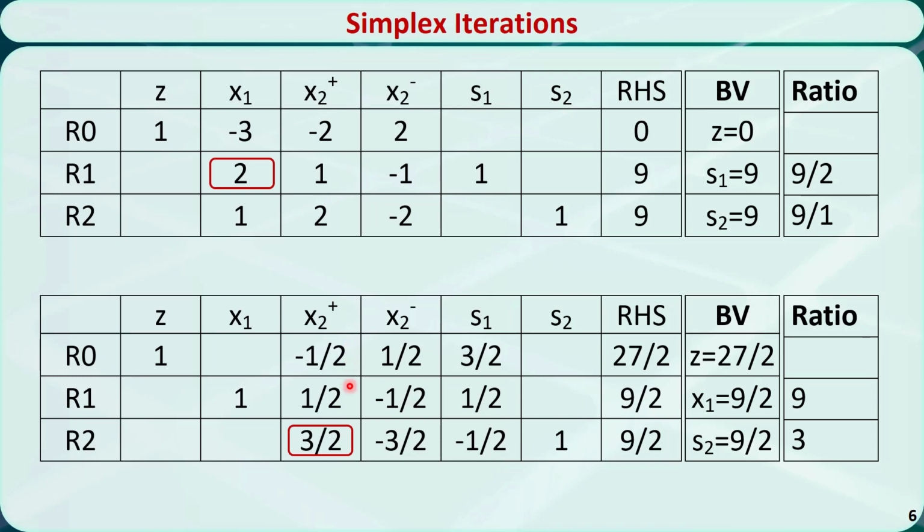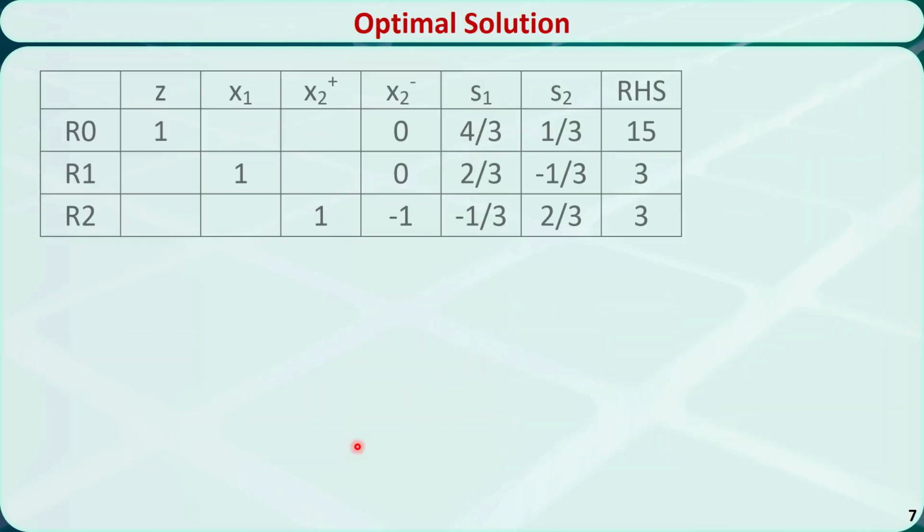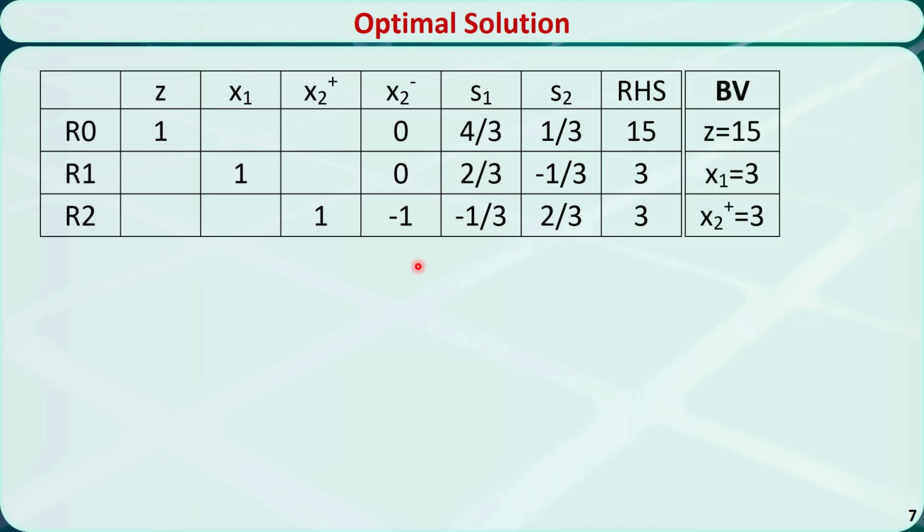The ratios are 9 and 3, so row 2 is a pivot row because it has the smallest ratio. We need to change this to 1 and make it disappear from other rows using EROs. This is the updated tableau. x1 and x2 plus are basic variables, and others are non-basic variables. Let's set non-basic variables to 0 and solve for basic variables.